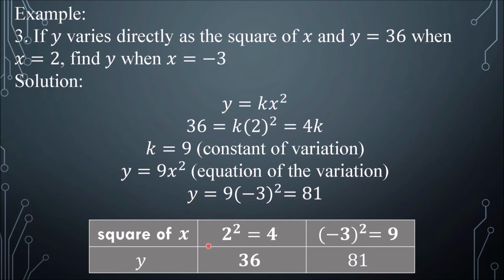Now let's have this table. Square of x. If the square of x is 4, y is 36. If the square of x is 9, 9 came from negative 3 squared, y is 81. So as the square of x increases from 4 to 9, y also increases from 36 to 81. And that is a direct variation.